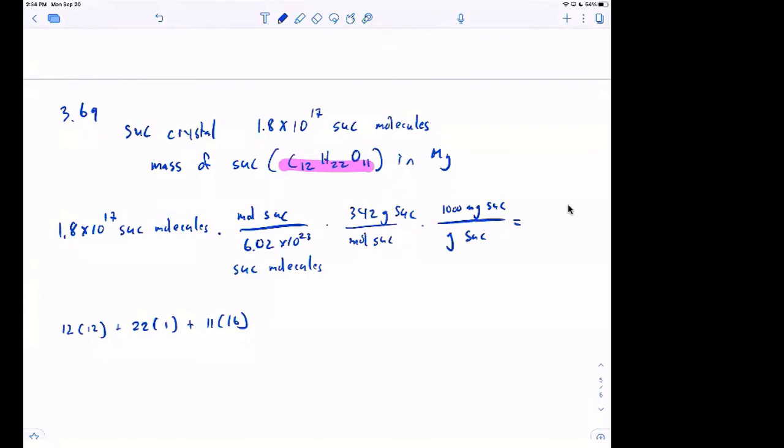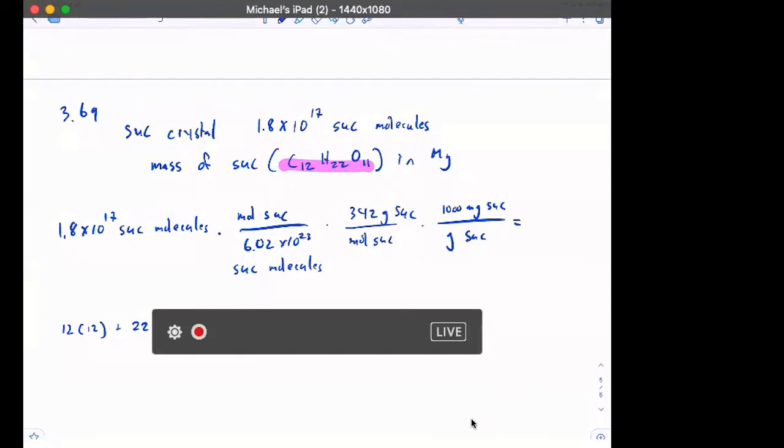Geez, and my battery is dying, isn't it? How much battery? 9%. Okay, I can make another 10 minutes, I hope.